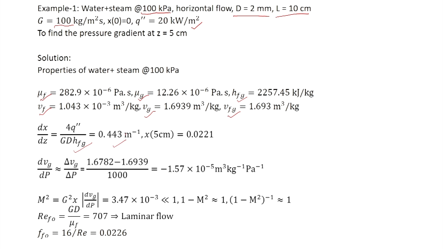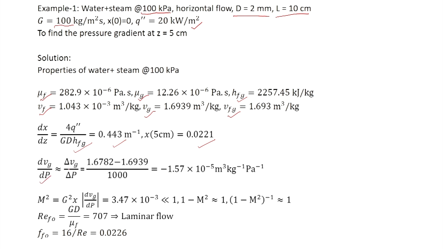Here we have uniform heat flux, therefore we are getting a constant value of dx by dz, and therefore the variation of quality with distance will be linear, and at 5 centimeter, at the midpoint, the quality will be half of the outlet quality, which is 0.0221. Now, dVg by dP: first we will calculate m square and check whether it is much smaller than 1 or not small.